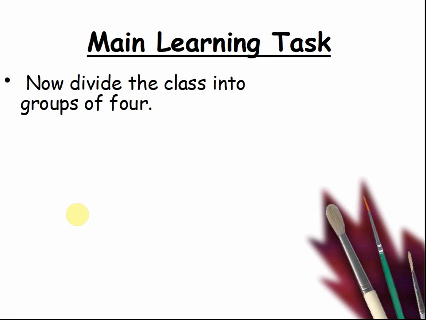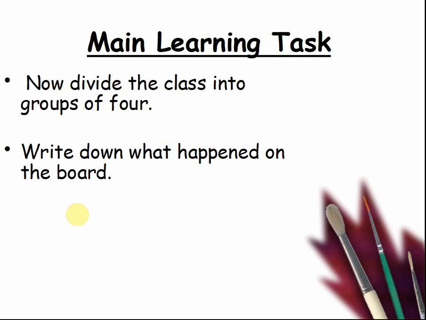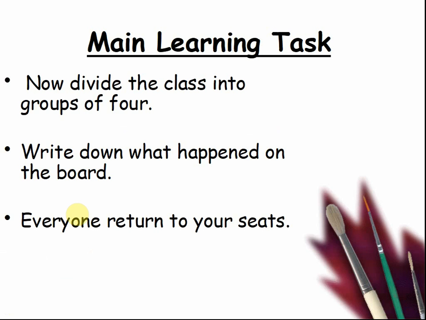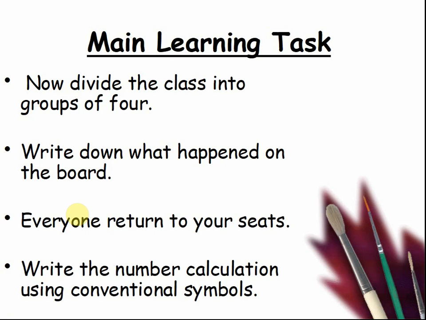Now divide the class into groups of 4. Write down what happened on the board. Everyone return to your seats. Write down the number calculation using conventional symbols. Pause the video and write down the sums.